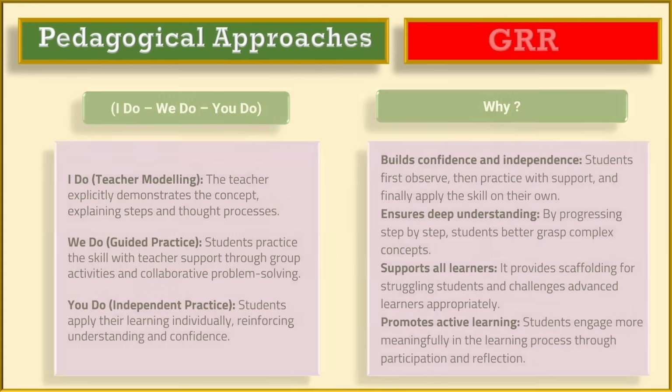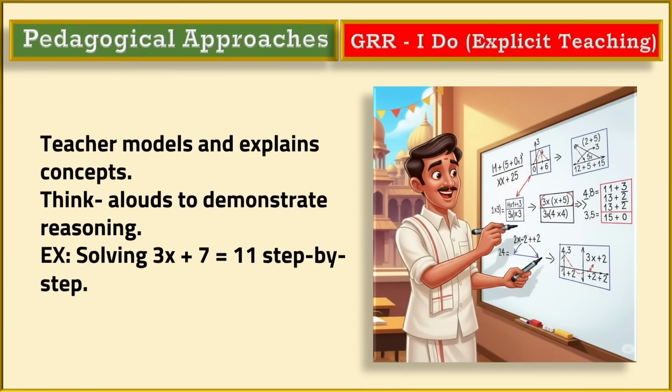Let us see what is I do. I do explicit teaching. This is teacher modeling. Teacher models and explains the concepts, and he thinks aloud to demonstrate reasoning. For example, solving 3x + 7 = 11 step by step. That is the teacher explicit. That is I do activity by the teacher.